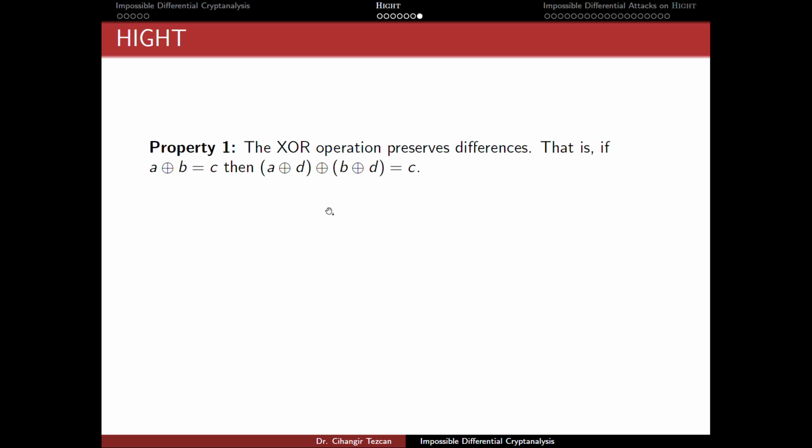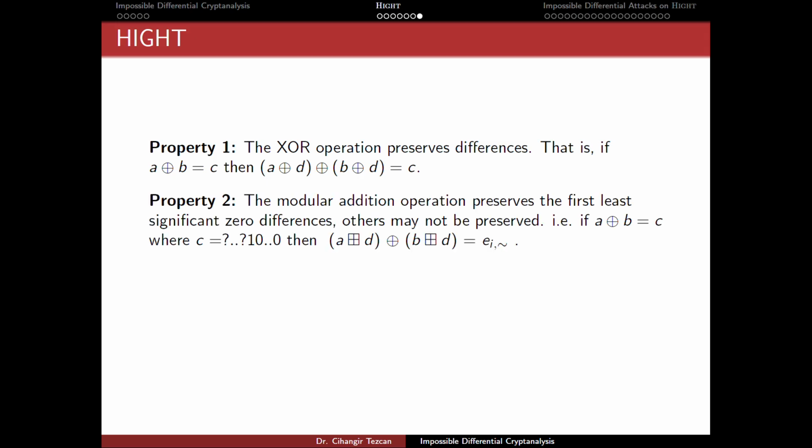Now let's look at some properties. We know what an XOR operation is, and we know that the XOR operation preserves differences, of course, if your differences are given in terms of the XOR operation. That is, if A XOR B is C, then if you XOR A with some value D and also B with the same value D, since the XOR operation will cancel these Ds, you will still end up with C. So this is the thing we have been doing all this time in our lecture.